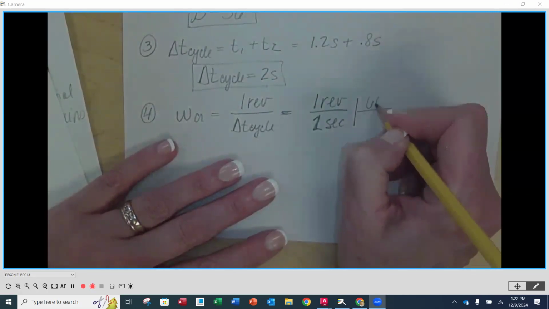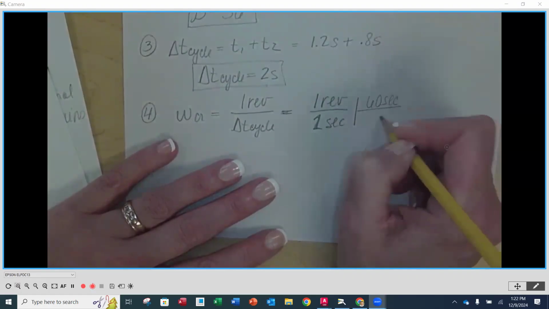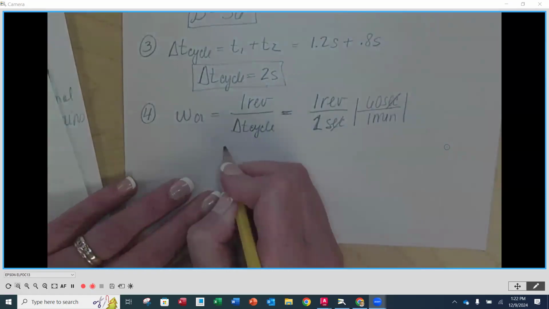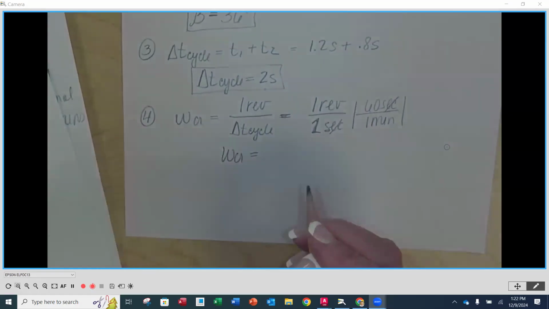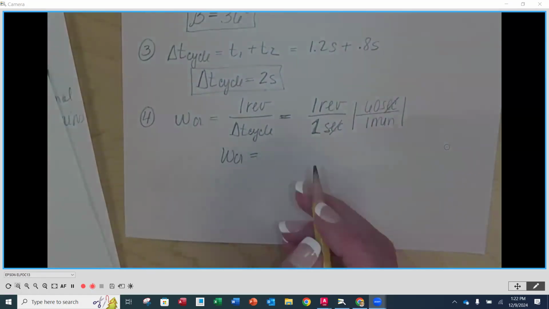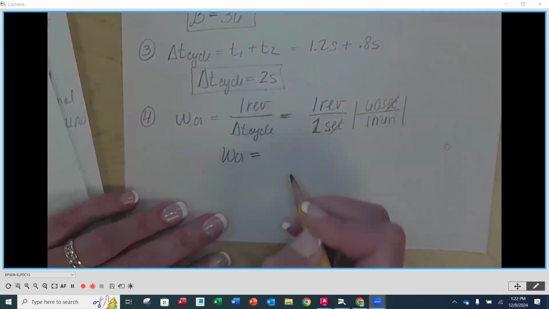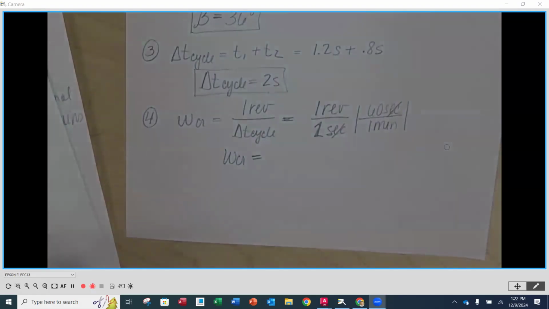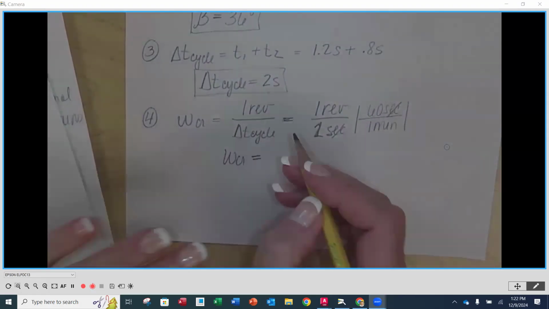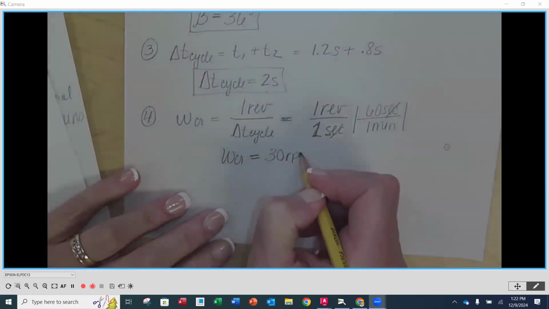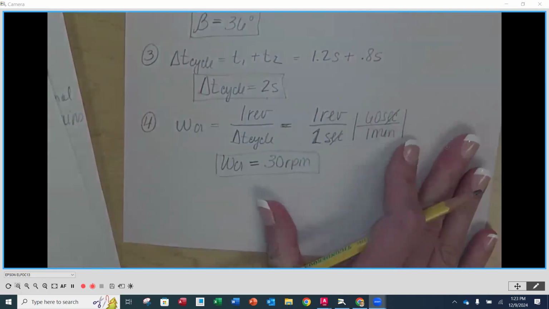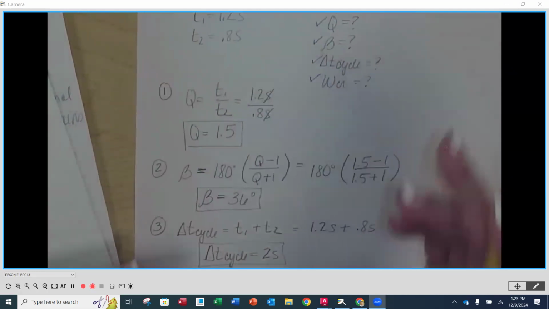All right, so 60 seconds on top, 1 minute on the bottom, seconds cancel. What do you get for the angular velocity of your crank? So you would take 1 times 60 divided by 2. Yes, 30 RPMs. And go box around that. And then that's our final answer.